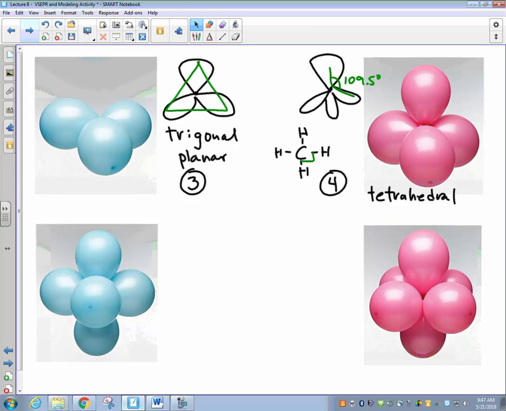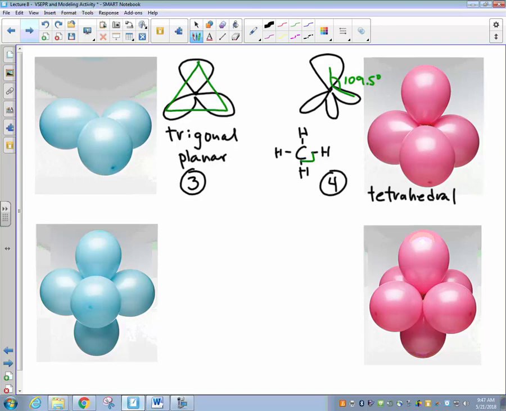Tetra meaning 4, and a hedron being side. So the tetrahedral arrangement refers to a 4-sided figure. And looking at the next example here, you can see as we add yet another balloon, the shape changes again. Those balloons spread out to occupy 3-dimensional space in such a way that minimizes the repulsive forces between them.